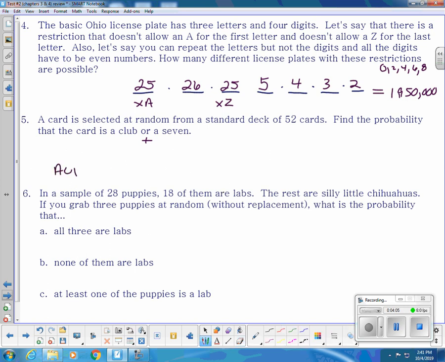So if I do A union B, how many elements are in the set? A plus B minus the intersection. So in a deck of 52 cards, I have 13 clubs plus 4 7s minus 1 that is a 7 of clubs. Okay, so these are clubs. This is the 7s. This is the 7 of clubs. So I can draw a club. All right? So that totals to 16 cards out of 52.